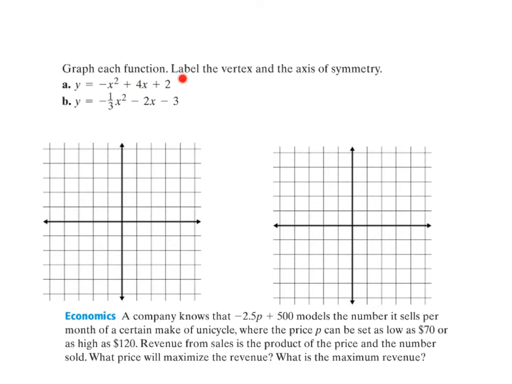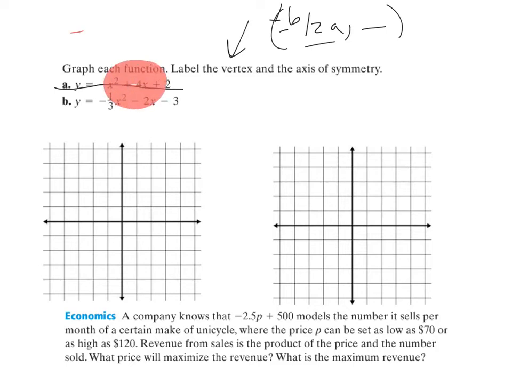Graph each function, label the vertex and axis of symmetry. So to find the vertex, remember you do opposite b over 2a. That's your x value, and then you're going to plug in -b over 2a to see what your y value is. So for a, to do the vertex, I'm going to erase this. So it's opposite of 4. So it's -4 over 2 times -1. So that's a negative right there. So -4 divided by -2 is 2. So that is my x value.